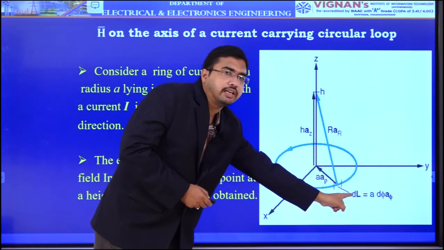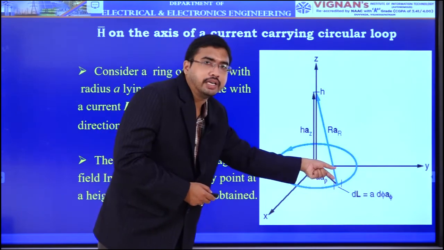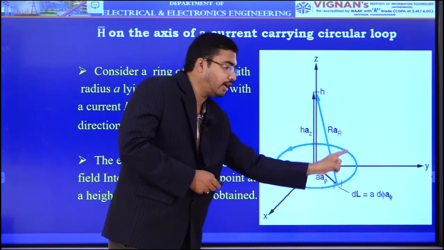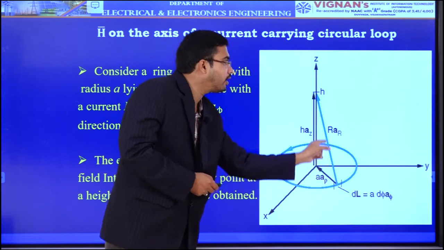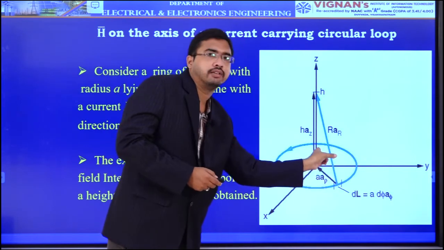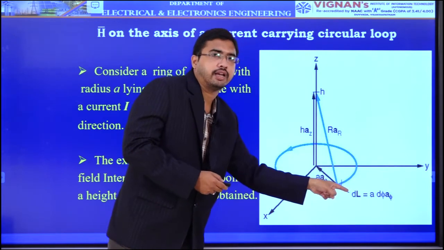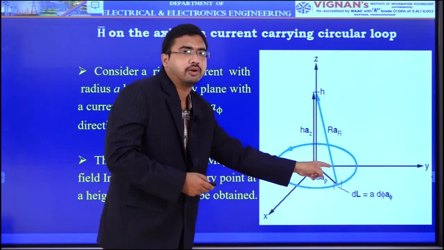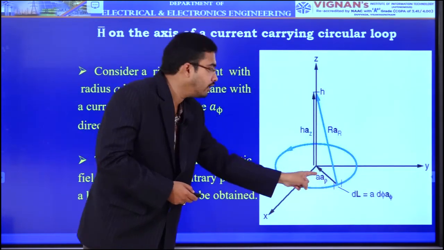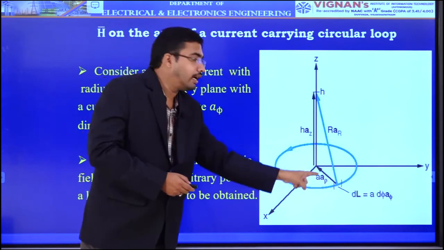What is the differential length that you are considering? dl. Now, what is the unit vector which is perpendicular to the surface of the cylinder that you are considering along this axis? That is a rho. I am taking the backward direction because you want to find the magnetic field intensity at this point P, which is going inside. So, if it is outside it is a rho, if it is going inside it is minus a rho. And the radius of the cylinder that you are considering is a. I am assuming a cylinder along this circular current carrying conductor, and the radius of the cylinder is a.